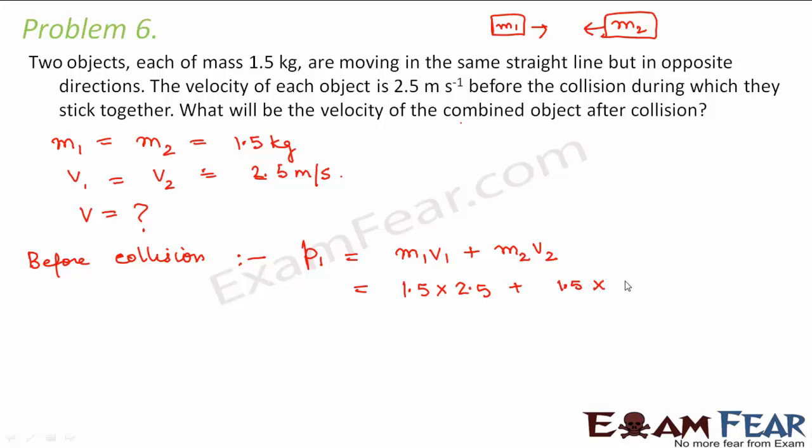that is again 2.5. But did you notice one thing? This V2 is in the opposite direction, right? So this will have a negative sign. So the total momentum before collision is equal to 0.